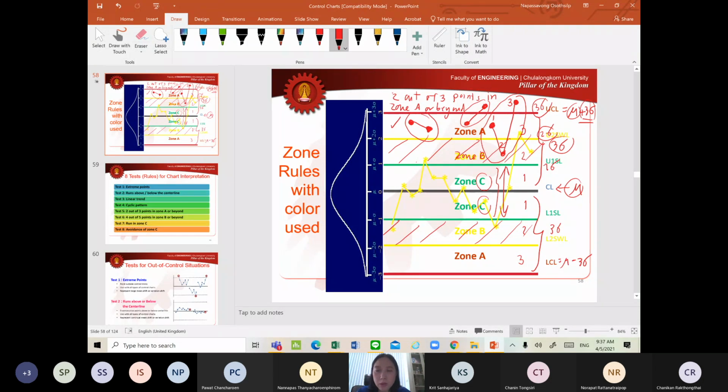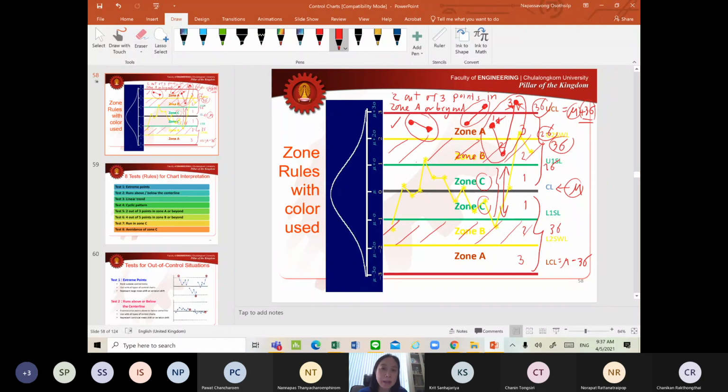These 3 points, you have 2 points, which is this point in zone A, and you also have this point beyond zone A. So you have 2 out of 3 points in zone A or beyond zone A. So these 3 points are evidence to tell you that there is abnormality happening in your process.